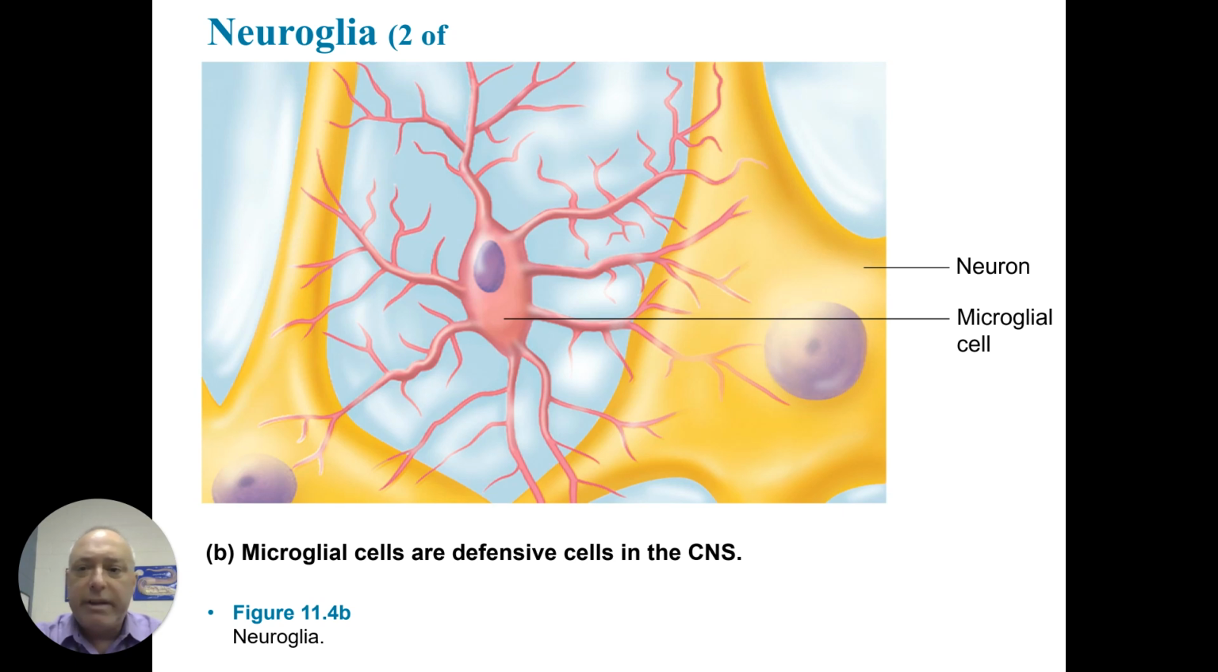Another set of neuroglia cells are the microglia. Microglia are the macrophages of the central nervous system participating in defense. So these are the watchmen that will sample the surrounding area and protect the brain from infection and cell debris.